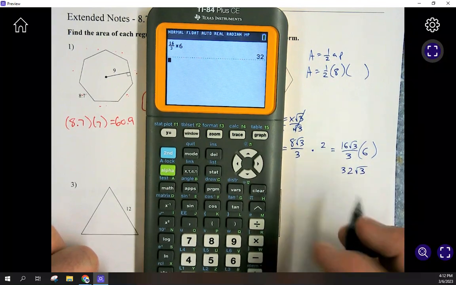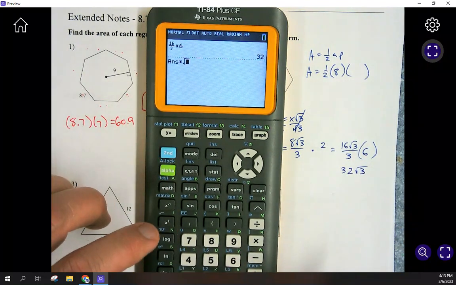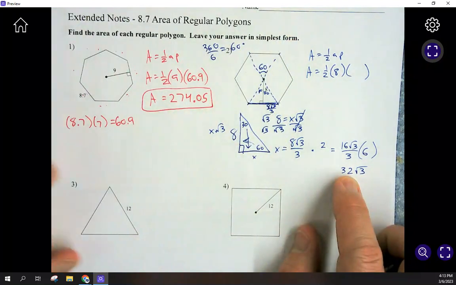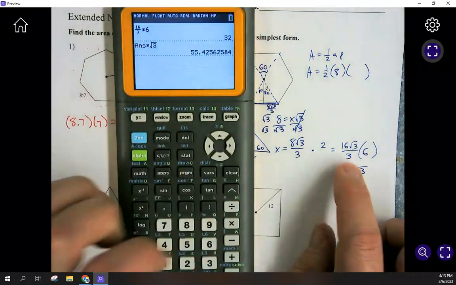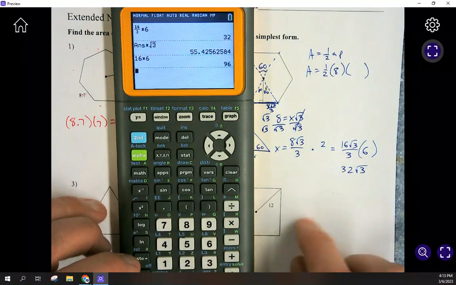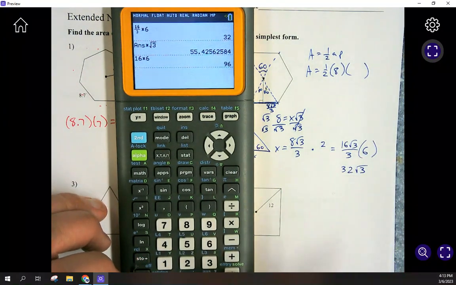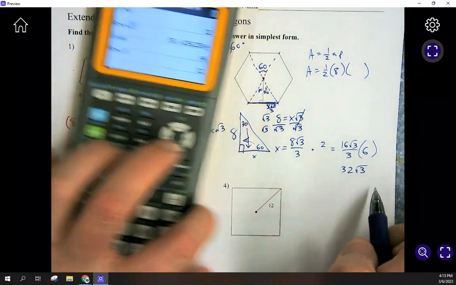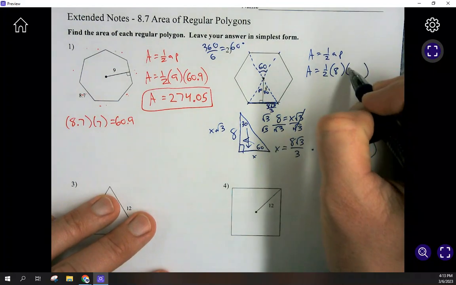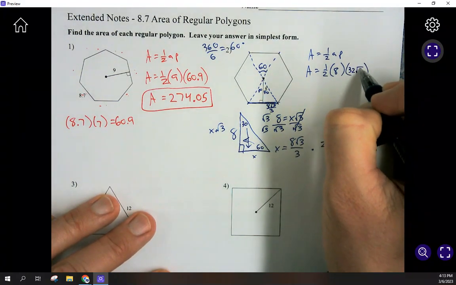It's still tagging along. If you multiplied by the square root of 3, you get this nasty decimal. We don't want to deal with that. Okay, so we're going to leave this 32 radical 3. The other way you could have gone about this was 16 times 6 and then divide by 3. That'll also get you to the 32. Okay, so we've just found out the perimeter is 32 radical 3.